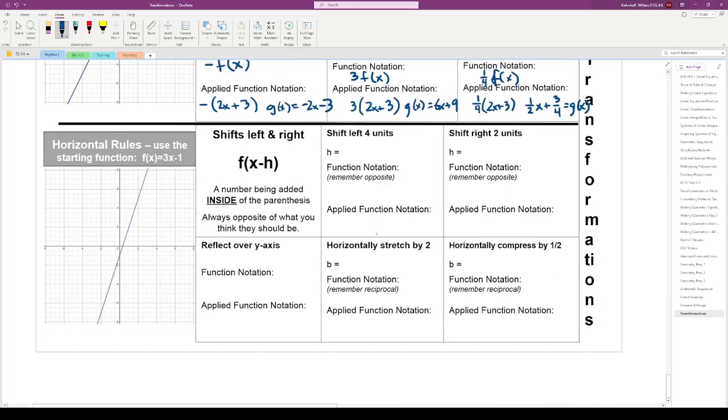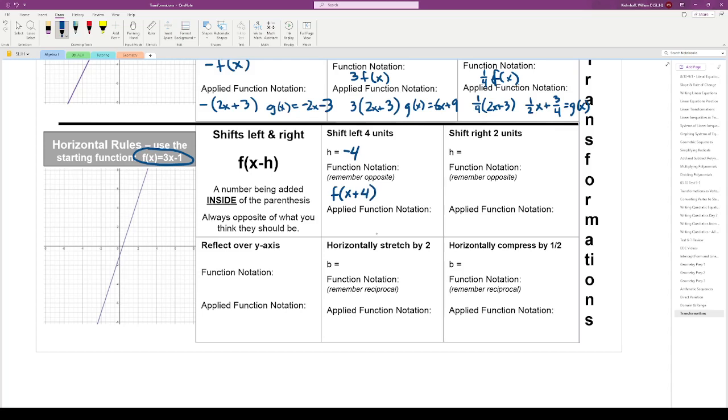And then finally, horizontal transformations. This time we're starting with f of x equals 3x minus 1. And remember, this one's going to be all weird and backwards. So shifting left 4, h is negative 4. But now, when we go to put it into function notation, it's weird and opposite. So we're going to put f of x plus 4. So our shift is to the left, but then we're writing it as x plus 4.